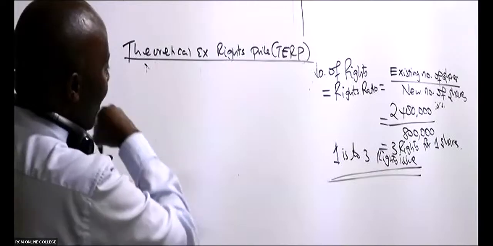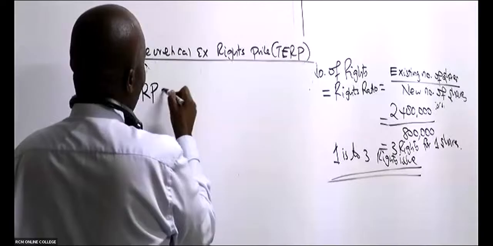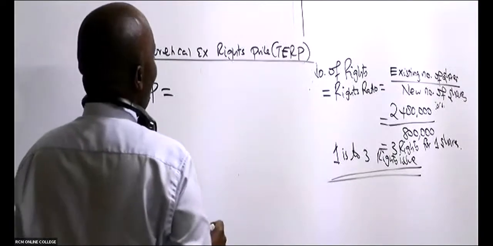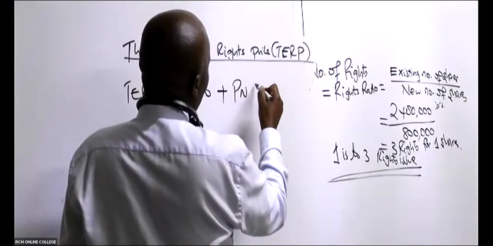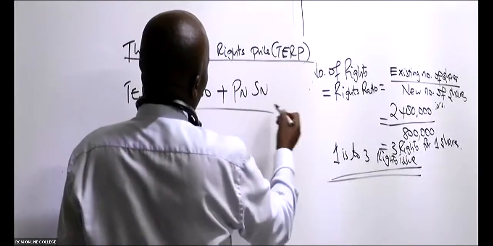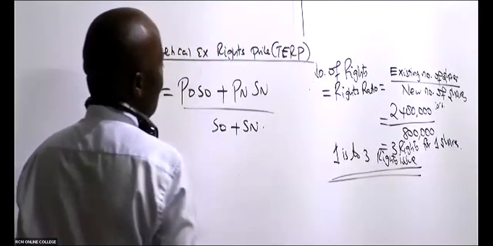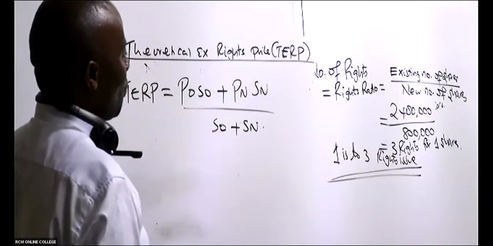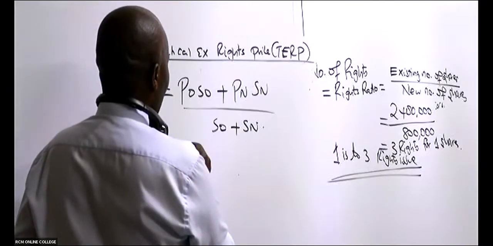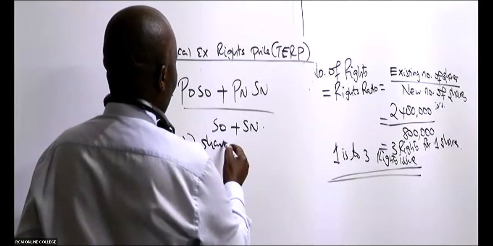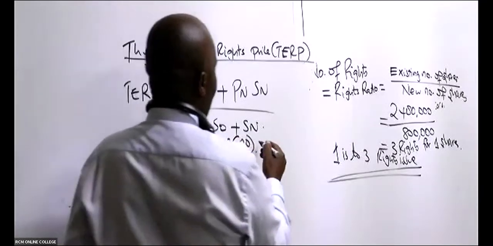Yeah, so this is normally very easy. To get TERP, what do we normally do? We take PO, SO, plus PN, SN, all over SO plus SN. So remember, SO represents the number of old shares, which in this case are how many? 2.4 million.